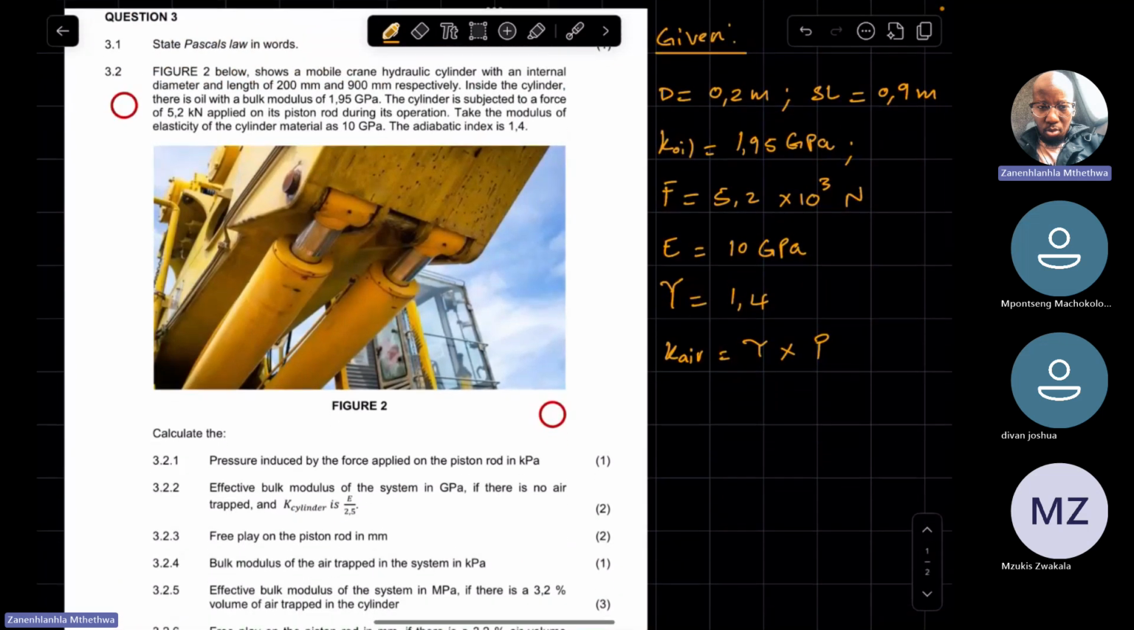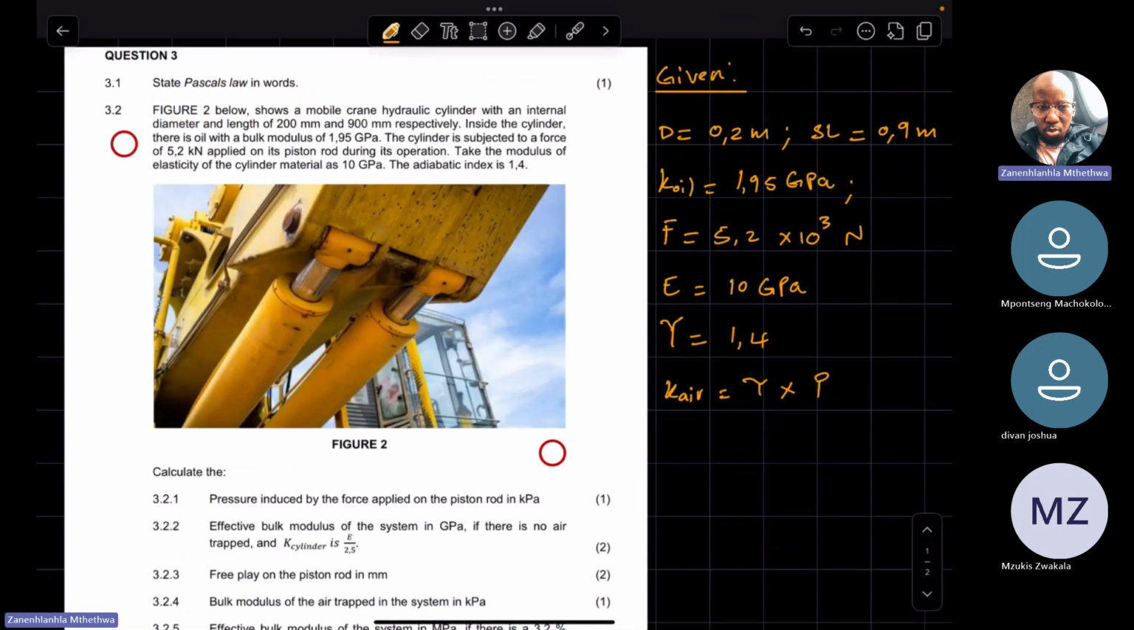Right, so this is all our given information. Any questions here? Hello. I don't have any questions, so you can proceed.